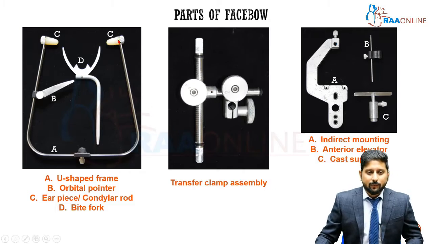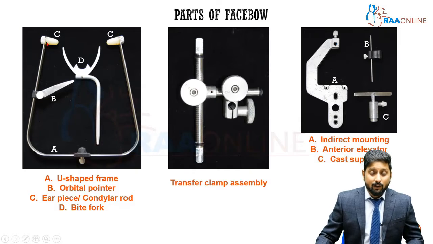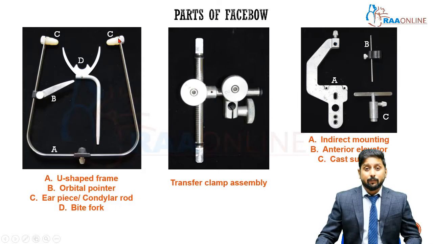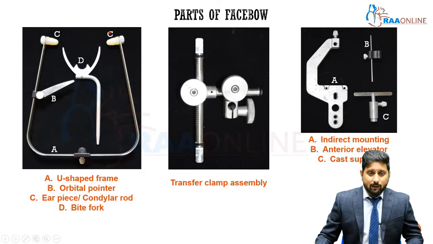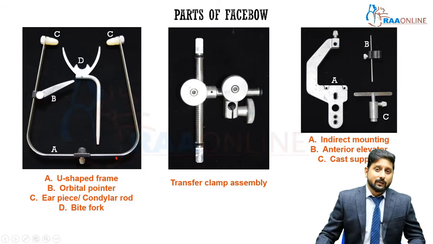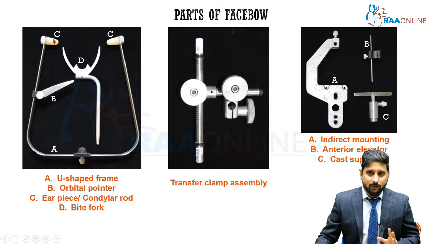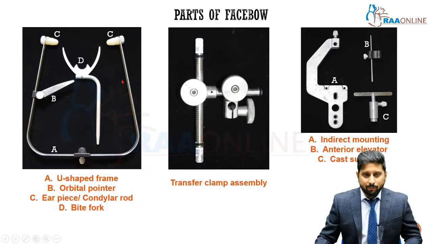Now you have something called the earpiece. Okay, earpiece or condylar rod. This is the part of the face bow that is going to contact the posterior reference point. Okay, this earpiece is part of this particular face bow, which you call a Hanau spring bow face bow. Okay, this particular face bow has an earpiece. Some face bows will have a condylar rod instead, which I will be showing later on.